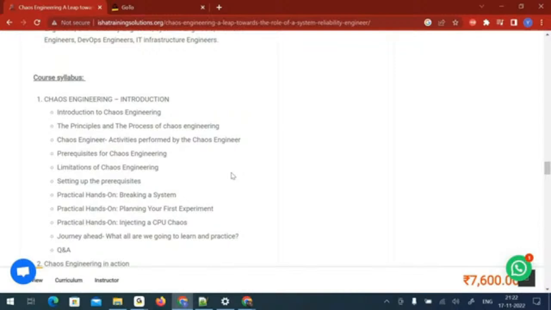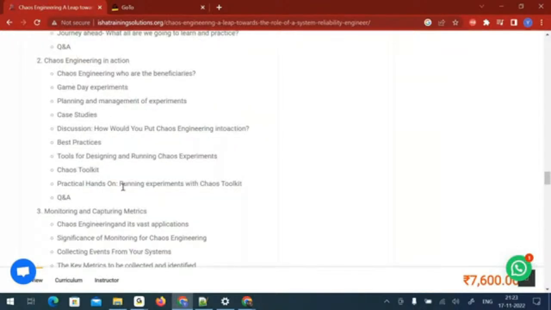Then as you progress, you understand first of all how you bring chaos engineering into action, right? There we will be speaking about who are the beneficiaries of chaos and how you apply it to your organization. Some game day experiments we will see, what's a game day, then planning and managing, and we will see a little bit of the tool called Chaos Toolkit.